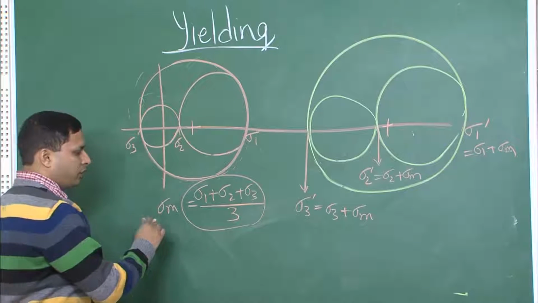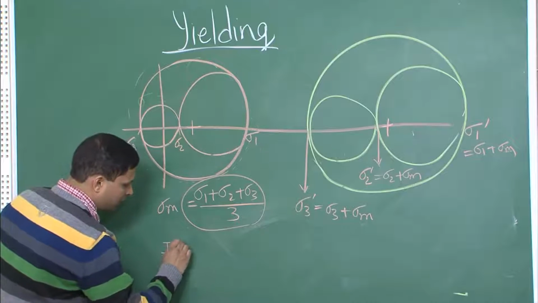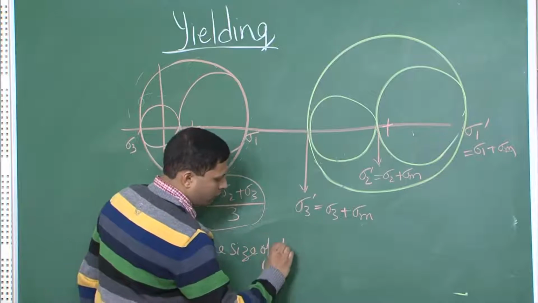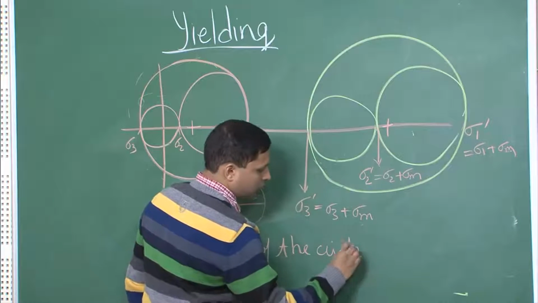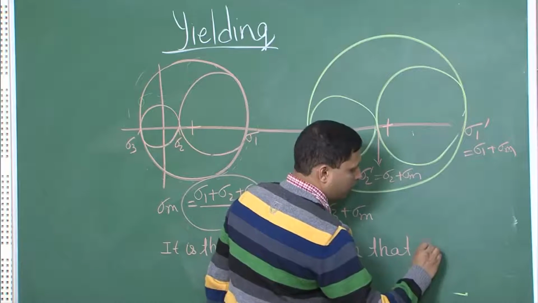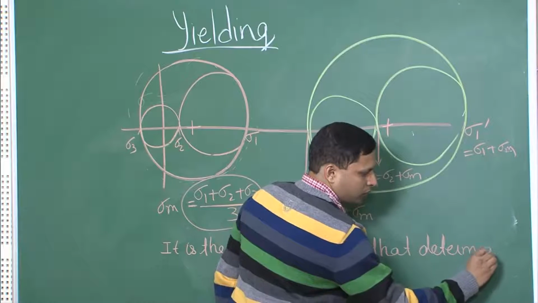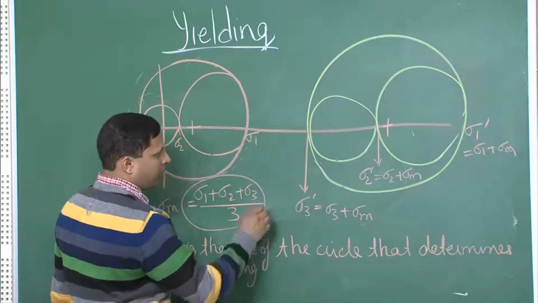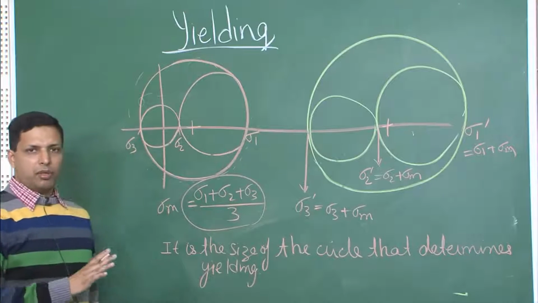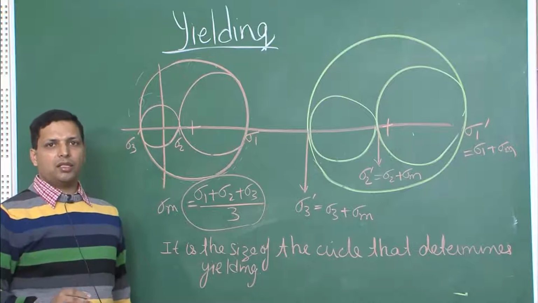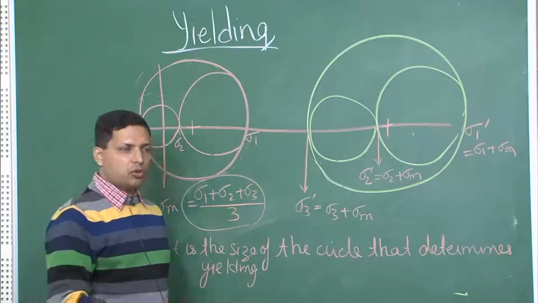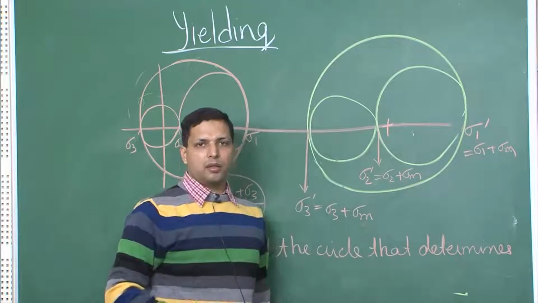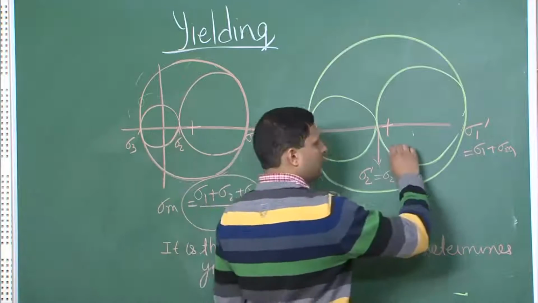So, what we can say from here is that it is the size of the circle that determines yielding. Remember, if you keep the placement different and keep the size same, nothing is changing in terms of yielding. Although the absolute value of hydrostatic stresses has increased, you have added some quantity sigma m to all the principal stresses, or it may even be some particular angle.